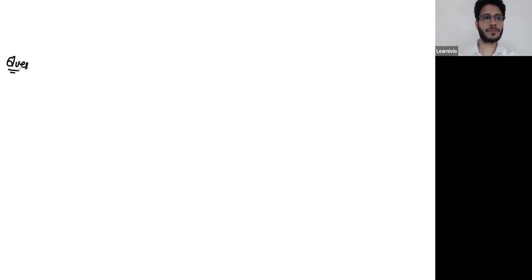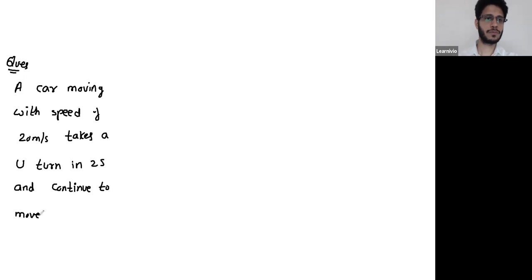Let's solve this question. A car moving with a speed of 20 meter per second takes a U-turn in 2 seconds and continues to move with the same speed, means with 20 meter per second. Calculate average acceleration.